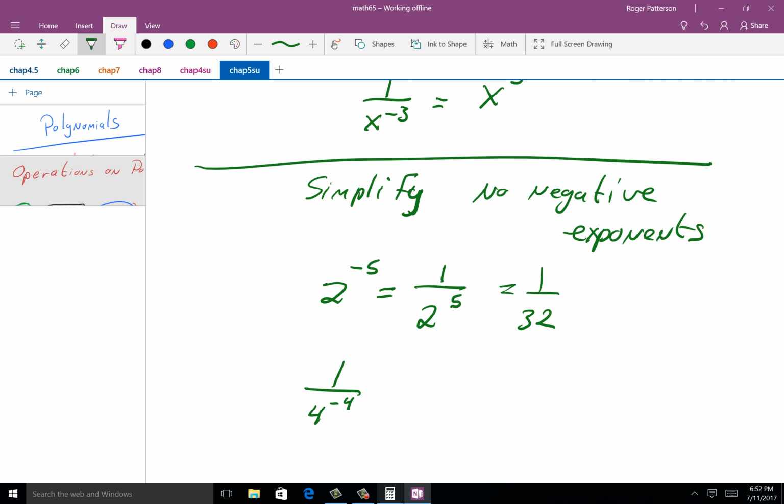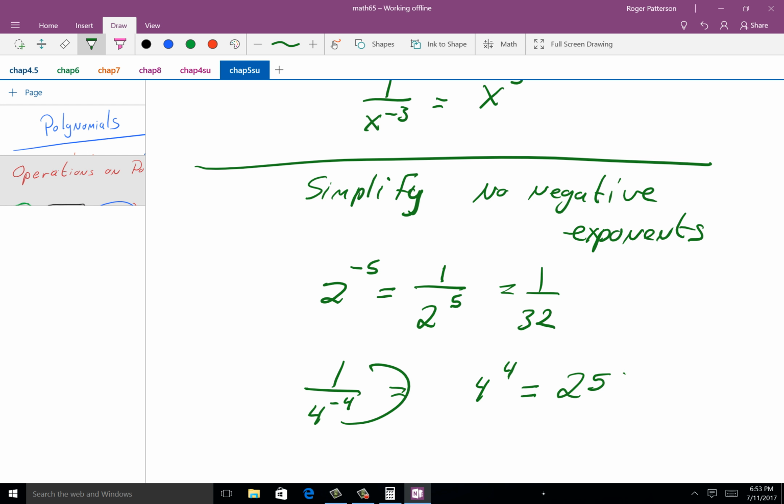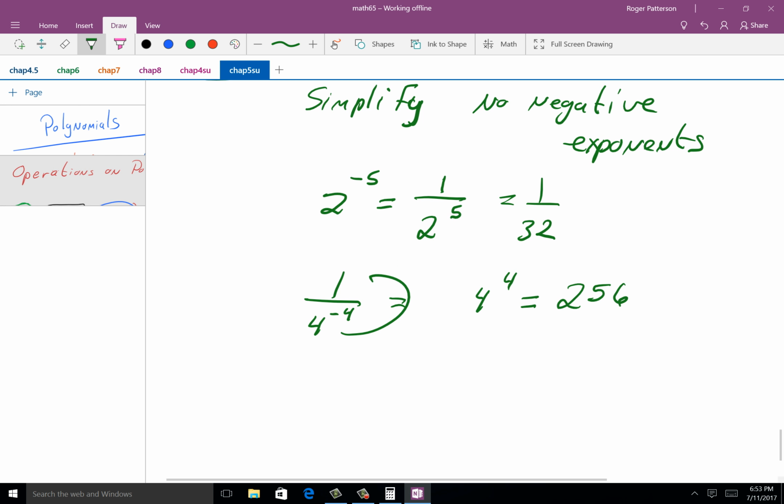Okay, 1 over 4 to the negative 4 is going to flip to the top. Become 4 to the 4th. I'll use my calculator. 4 to the 4th. 256. Negative exponents, bottom to the top. Top to the bottom.